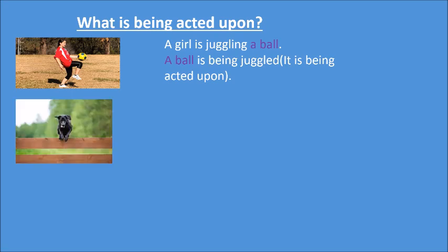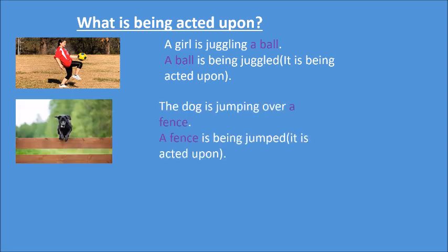Now let us move to the second picture. The dog is jumping over a fence. Let us ask ourselves this question one more time. What is being acted upon? A fence is being acted upon. A fence is being jumped by the dog, which is the active subject. Okay, so a fence is the object.